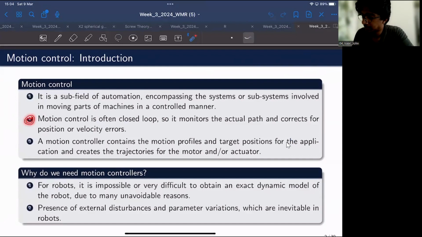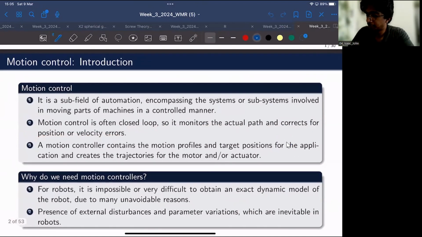Then the second point says a motion controller is often closed loop. It computes the next control input to be given to the actuators, and it also takes feedback from the sensors, like what the robot is currently doing, to get information from the environment about its position, velocity, accelerations, probably its heading, angular position, velocity, and accelerations. So it incorporates closed loop, and it monitors the actual path and corrects for position and velocity errors.